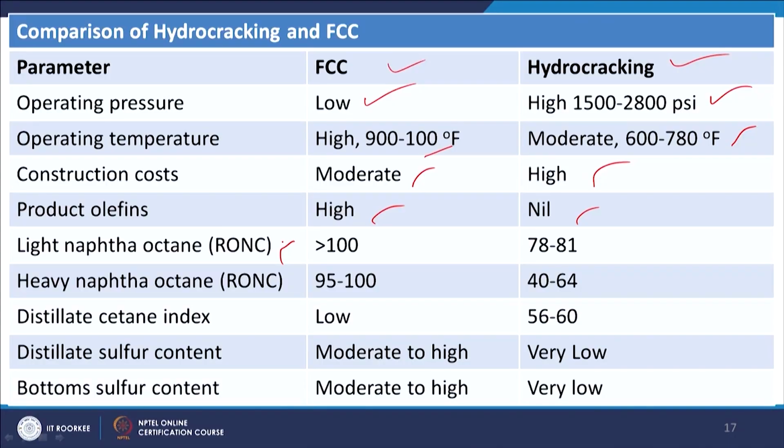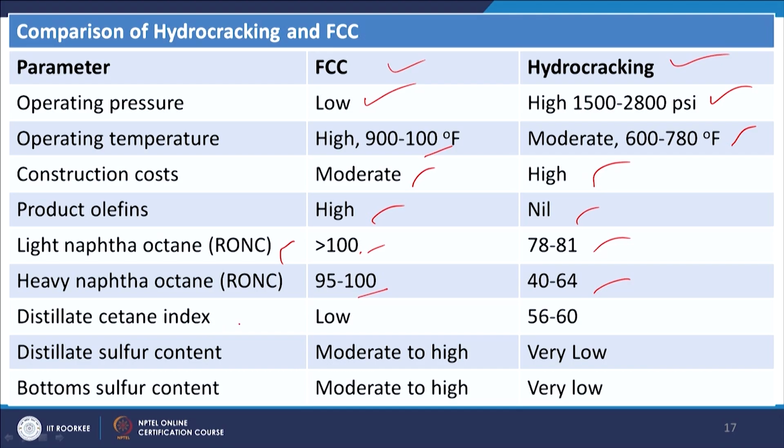So, olefin unsaturations will be removed, and then light naphtha octane number, it is greater than 100, but here we get 78 to 81. So, unsaturation is not there. So, octane number is not much with respect to 100 where we get in FCC, but heavy naphtha octane we are getting 95 to 100, here 40 to 64, and then distillate cetane index.